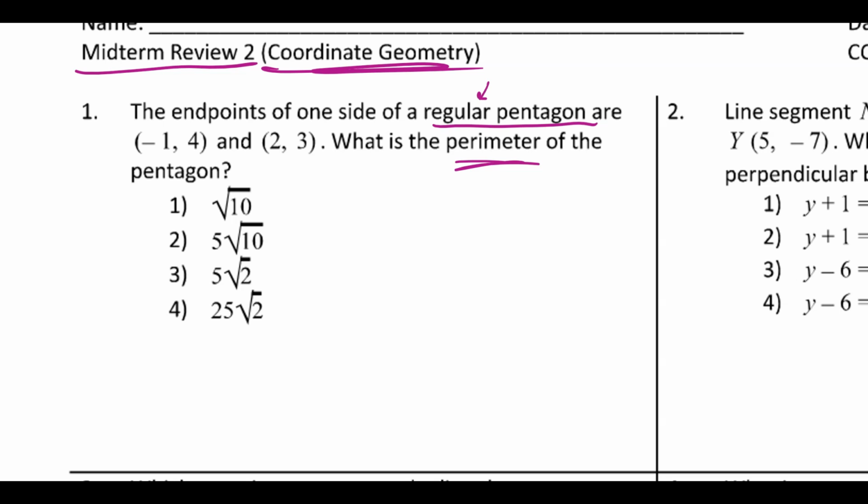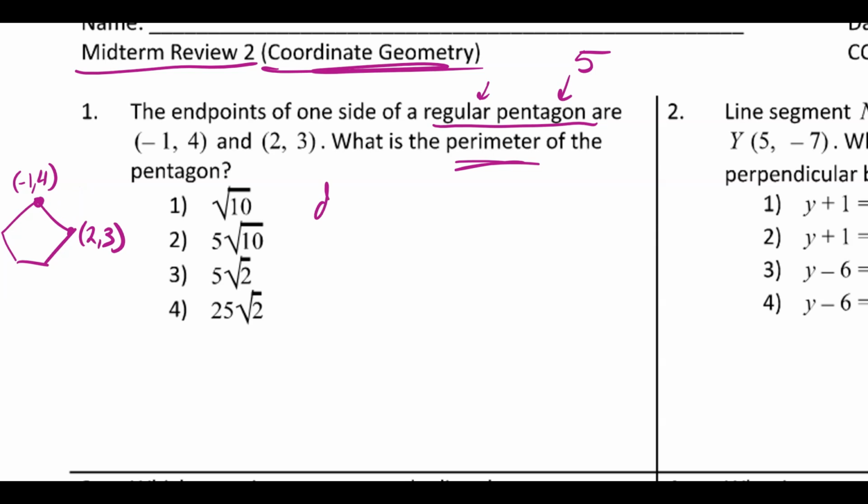Well, remember, a regular polygon has all sides that are equal and all angles that are equal, and a pentagon is a polygon with 5 sides, so something maybe like this. And if I want to find the perimeter, I need to find the length of all the sides and add them up. But if I'm thinking on my toes, if all 5 sides are equal, then all I really need to do is find the length of one side and then multiply it by 5.